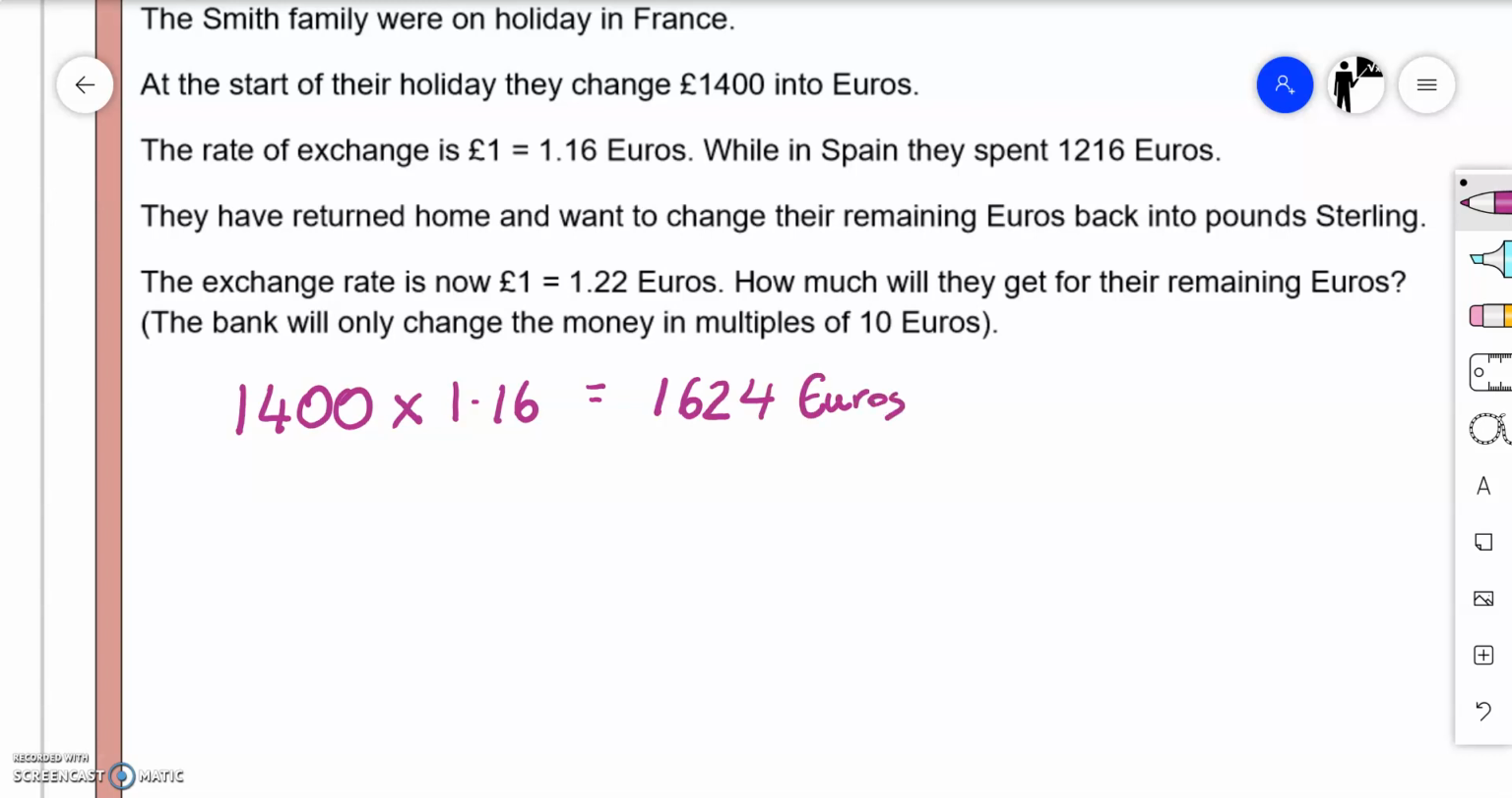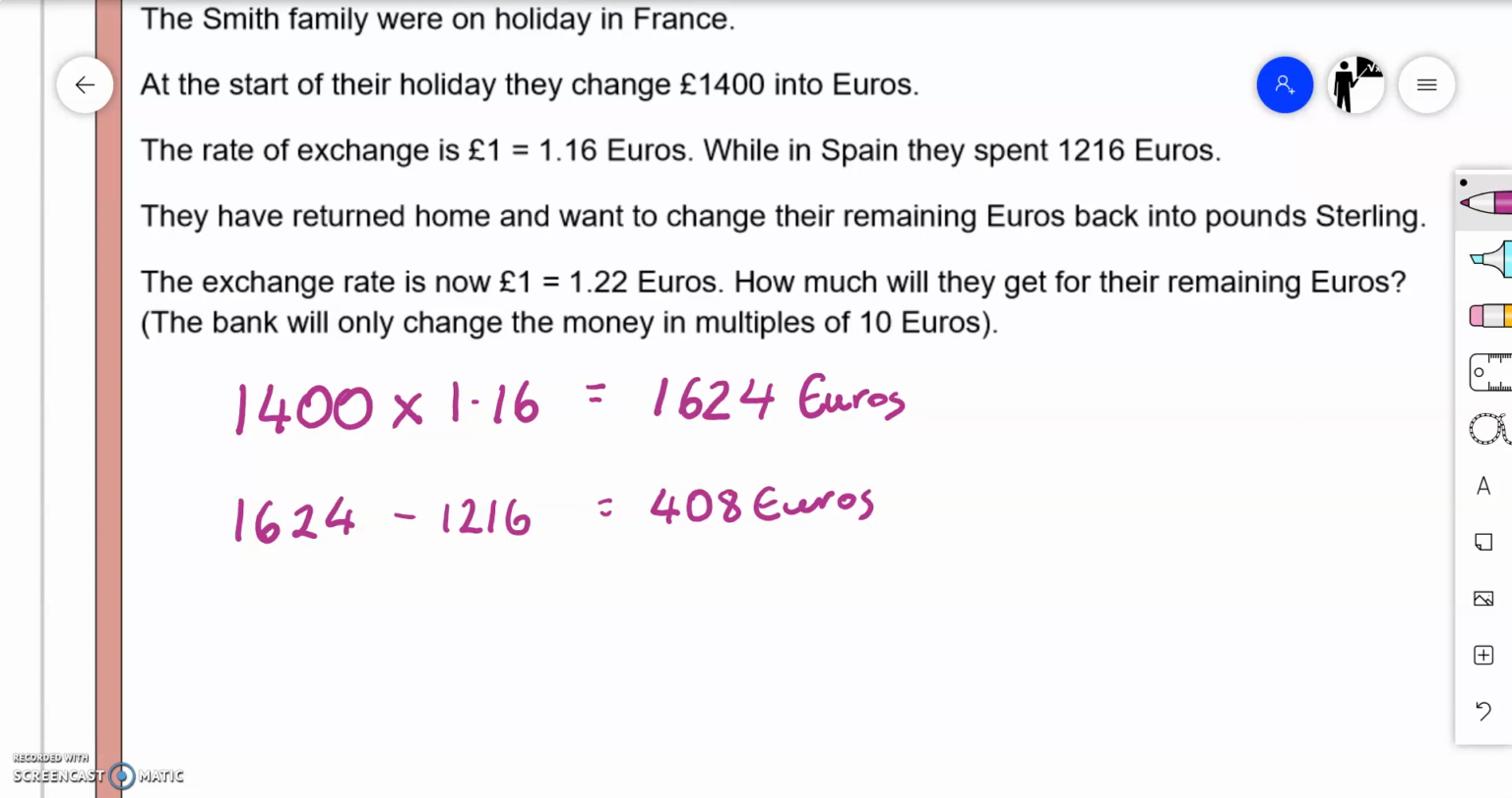While in Spain, they spend this amount. So they had this amount of euros, but they spend this amount. So what have they got remaining? 1,624, take away 1,216. So what they have left remaining is 408 euros. So at the end of the holiday, they've got 408 euros left.